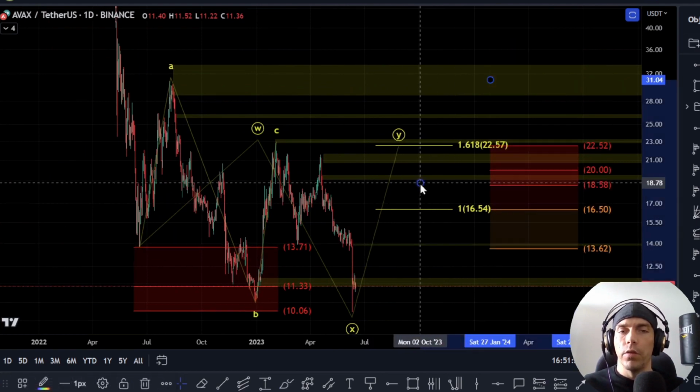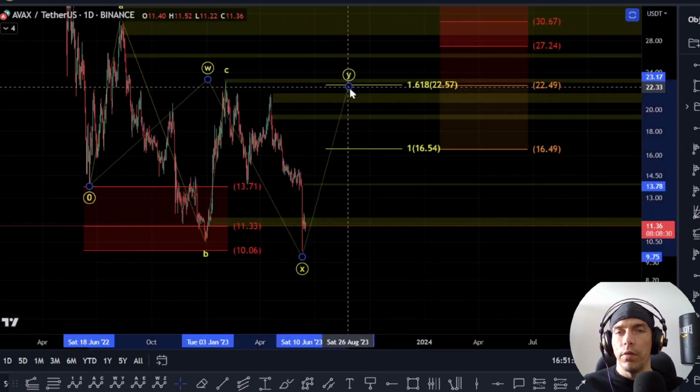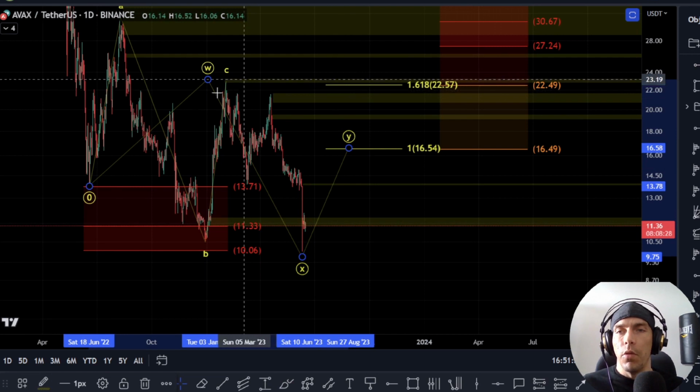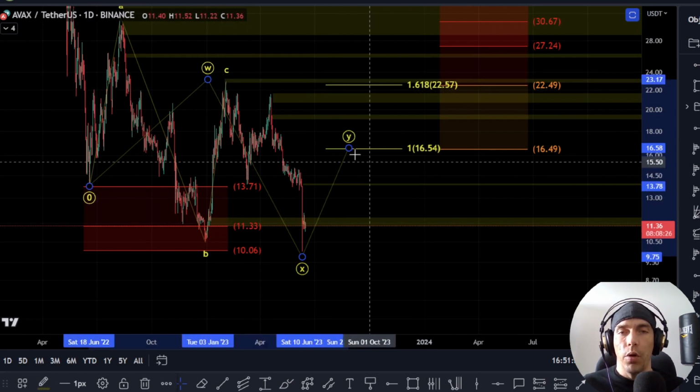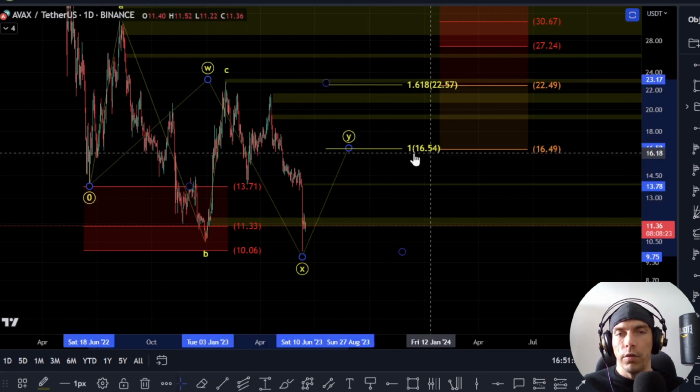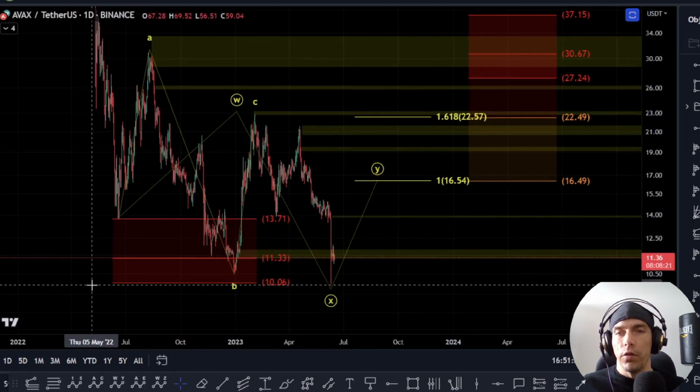Now the problem with this is that the A wave length is actually quite small when you measure it between the origin and the end point. So this would be looking to target the 1654 if this is just a WXY.